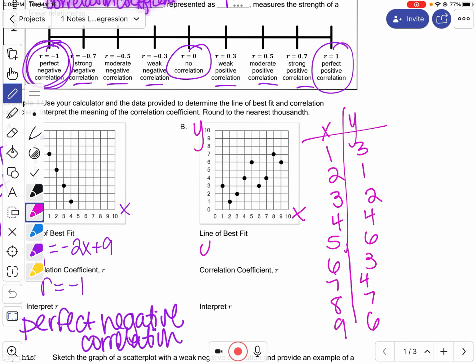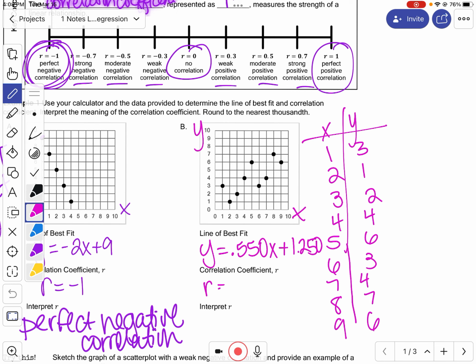So let's go ahead and write that down. The equation, it says to round to the nearest thousandth, which is 3 decimal places. So that would be y equals 0.55x plus 1.25. You can put a 0, but you don't have to. So that was the equation we found from inserting the data.